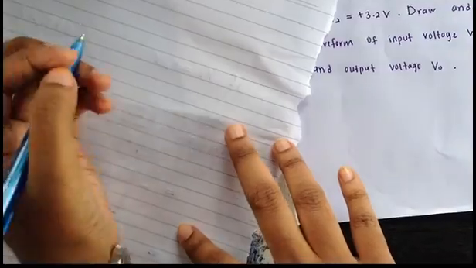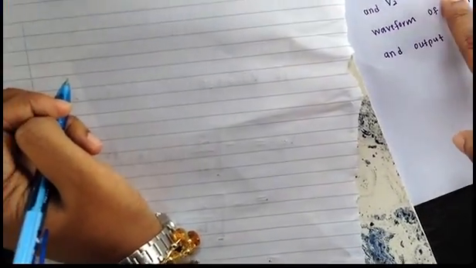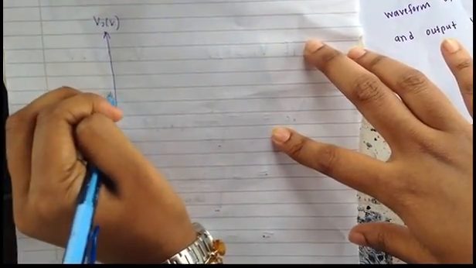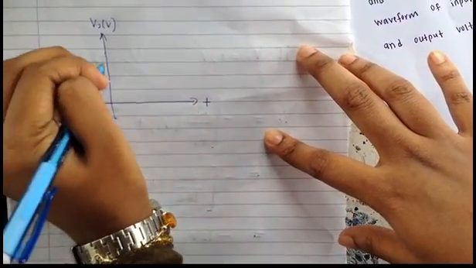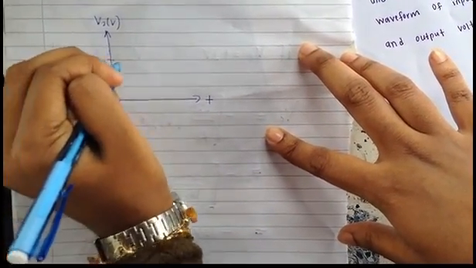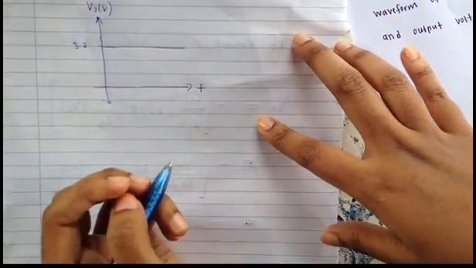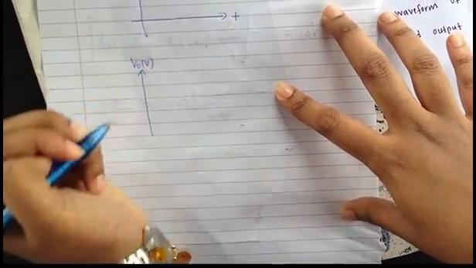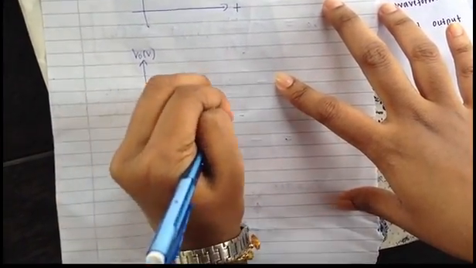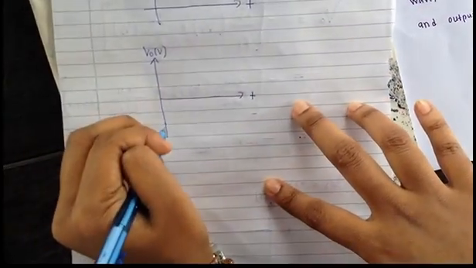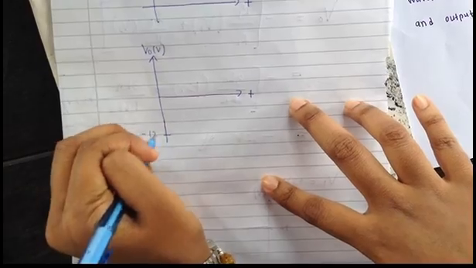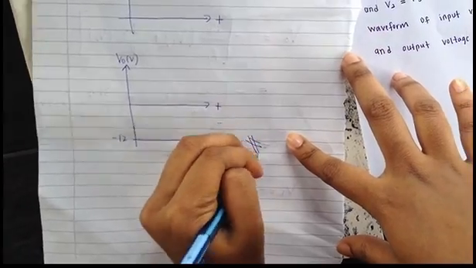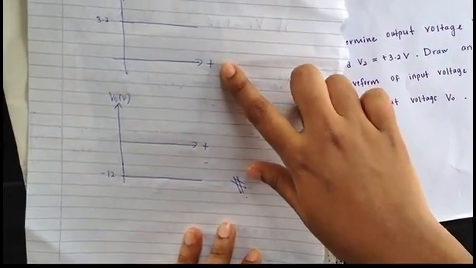Next, for V2 equal to 3.2 volt, the graph is voltage against time at 3.2 volt. And the output voltage V0 over time will have a negative value, negative 12 volt, below the axis. So we get the result of the two input voltages and the output voltage.